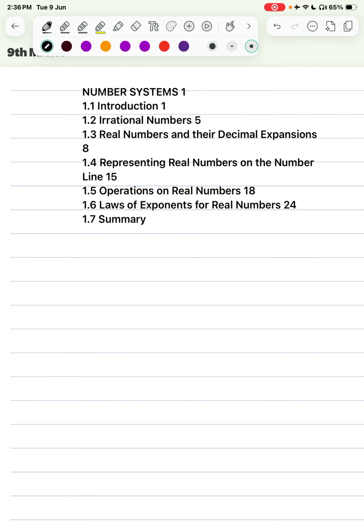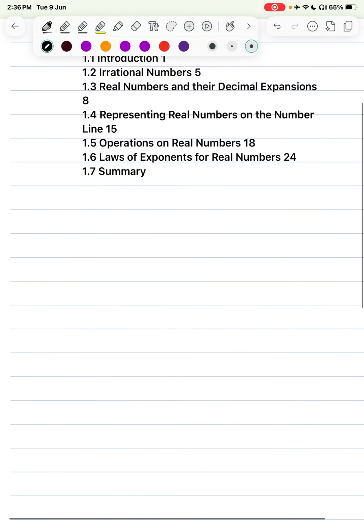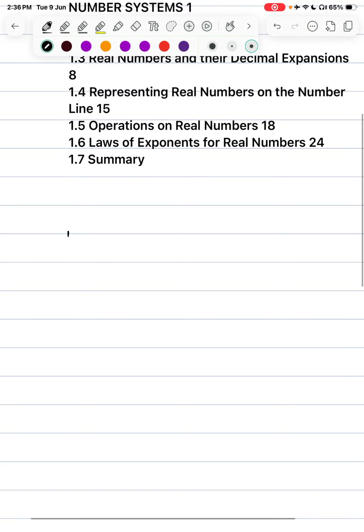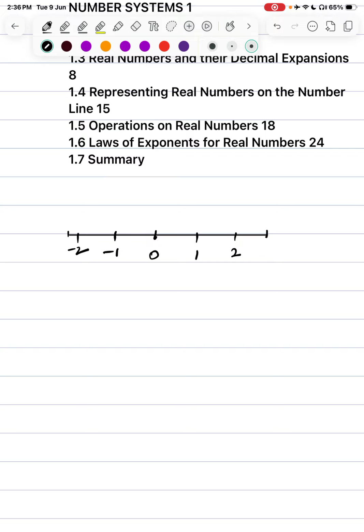In earlier classes, what you have learned is that you represent a number line like this. This is how you have learned up to now to represent it. And on this number line, you represent numbers like 0, 1, 2, and -1, -2. So this is a way you have tried to visualize the number line.